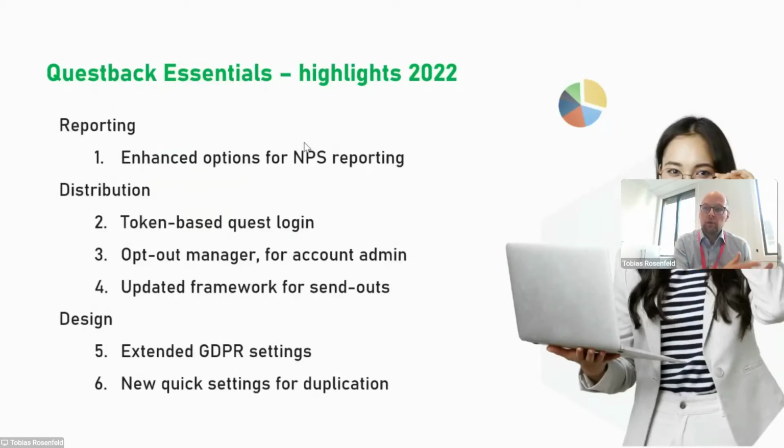We will have then a bit of a recap about 3 features that we launched earlier this year about distribution: token-based quest login, the opt-out manager, and an updated framework for email sendouts. We'll recap them because we get frequent questions from customers around this, and we would like to use the opportunity to present it once more so that you get an idea of your capabilities around these topics in Essentials.